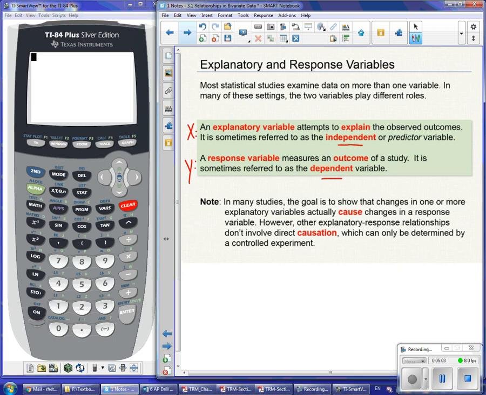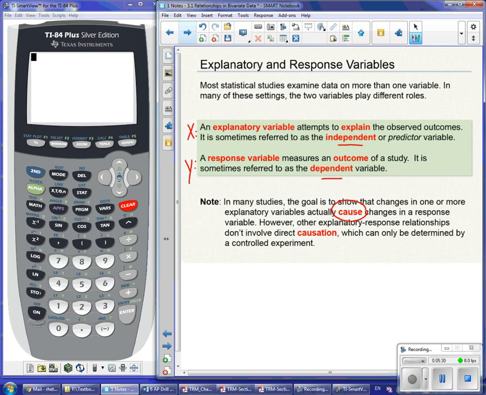One of the things that I do want to make sure that we distinguish between, though, is that just because we see a relationship between two variables doesn't necessarily mean that one of them is causing the change. So notice the note at the bottom of the screen. In many studies, the goal is to show that changes in one or more explanatory variables actually cause the changes in the response variable. However, other explanatory-response variables don't involve direct causation, and they're just looking for an association.